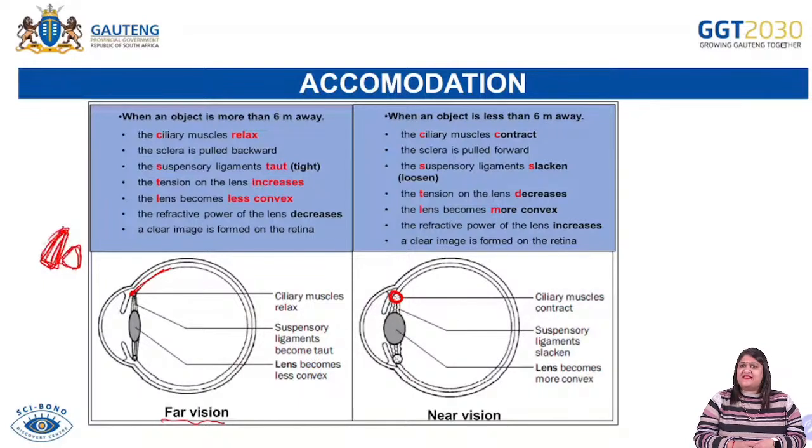Grade 12 life science is very much about understanding. The more you understand, the more you'll be able to remember. There is just too much to study in life sciences. So if you can understand, it's going to help you to remember.